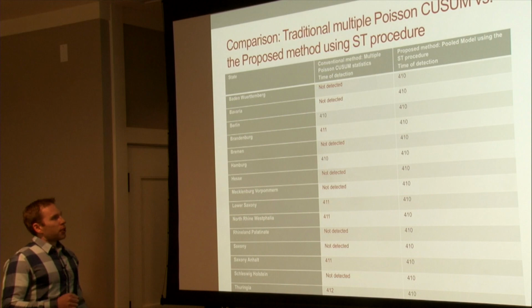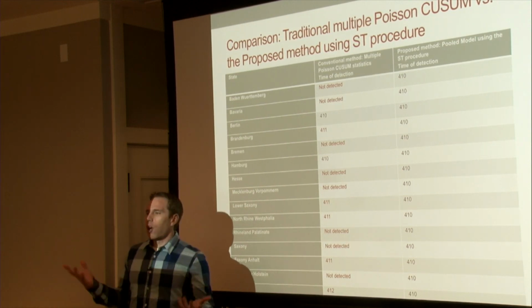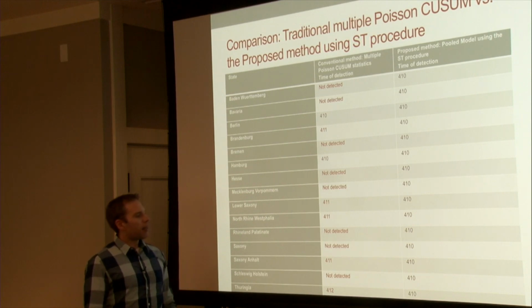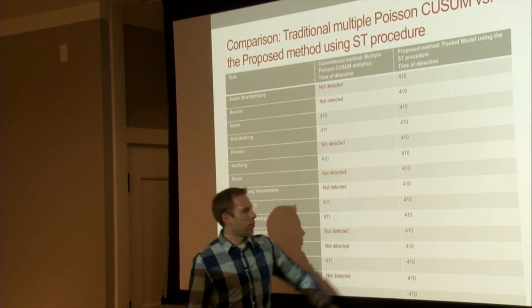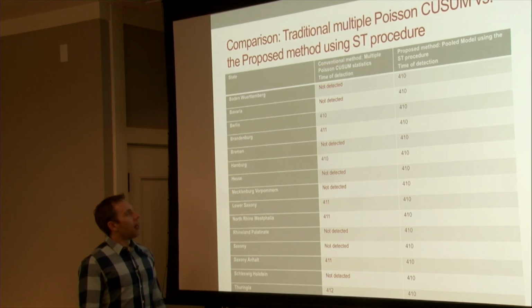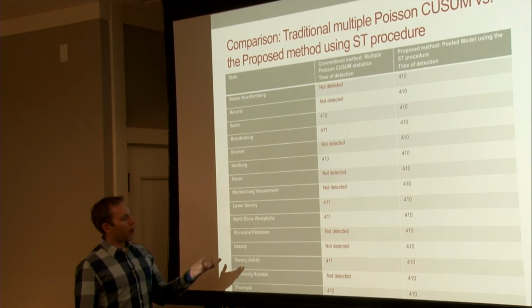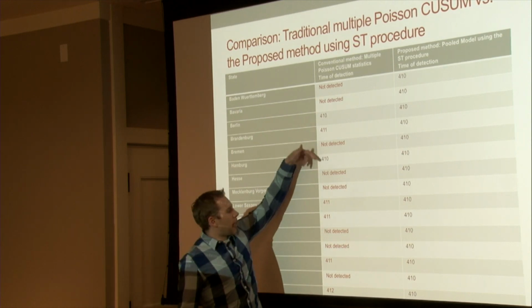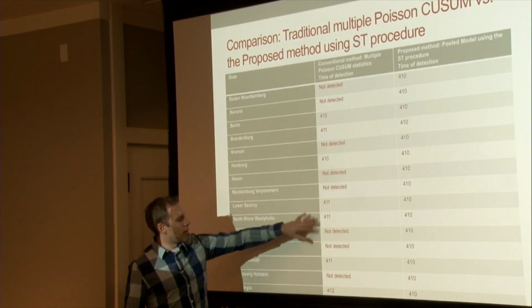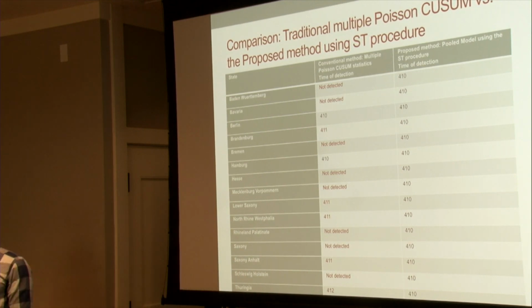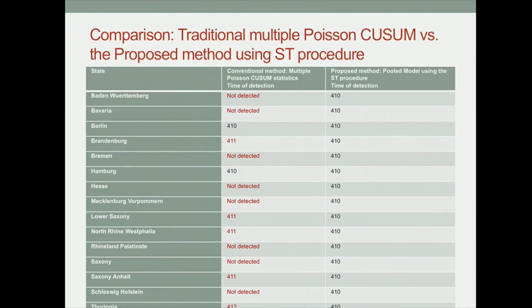The other thing we did was compare it to the state-of-the-art method that people had been using. Once again, we signaled an outbreak at week 410 in every single state. Whereas with the state-of-the-art method, it wasn't detected in, I think, 8 of the regions. In some of the regions, it was detected right away. In other ones, there was a slight delay. But definitely, the testing procedure that we proposed seemed to have more power in actually detecting the disease outbreak.